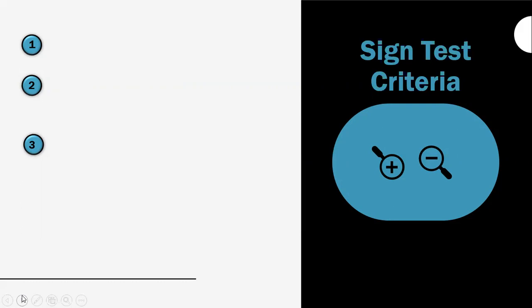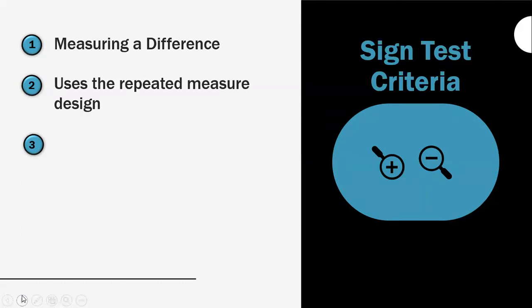Now, the sign test, the criteria. Remember, we've got those 3 questions. What's it measuring? A difference or an association, experimental design, and the level of data. So the sign test is used when we're always measuring a difference, right? So sign test, we can't use it for an association. It's only used when we're looking for a difference. It can only be used as well when we use repeated measures design. Now, you know, repeated measures design means each participant does every single condition. So it's the same participant doing all the conditions.